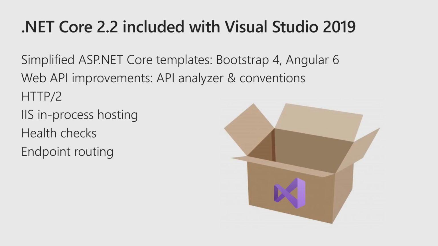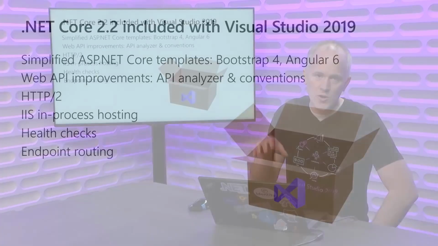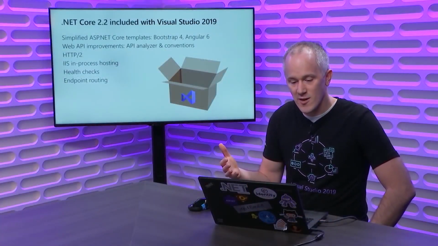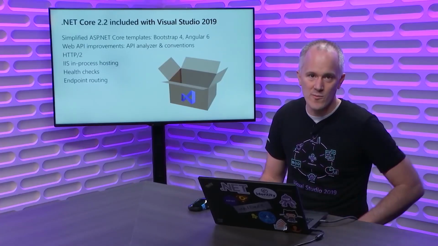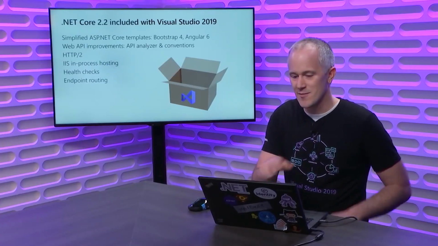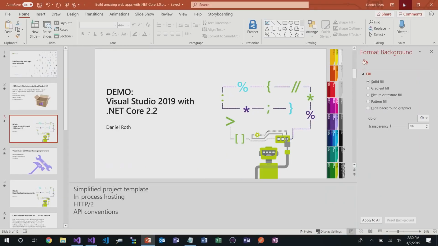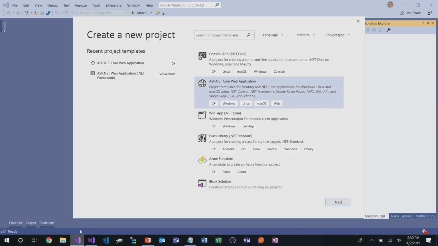We added HTTP2 support to Kestrel, our cross-platform web server, and we also enabled in-process hosting support for IIS. We added a new health checks framework and also a new routing framework that we call endpoint routing. Let me go ahead and show you what it looks like to do web development with Visual Studio 2019 and .NET Core 2.2.